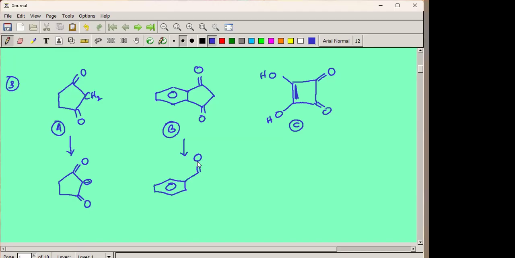Second one also carbon anion, sir. Carbon anion, right? This is a carbon anion. So which group is more stable, this one or this one?